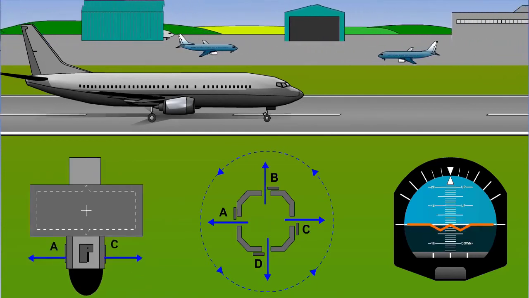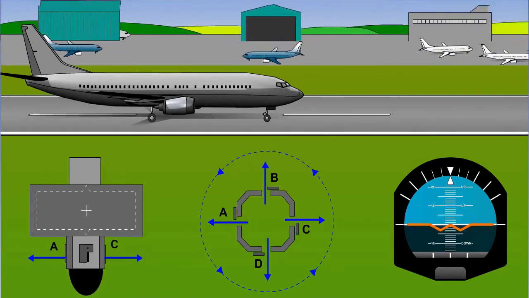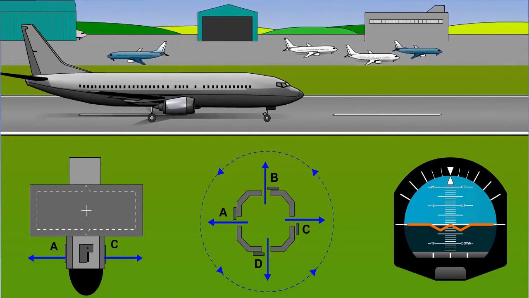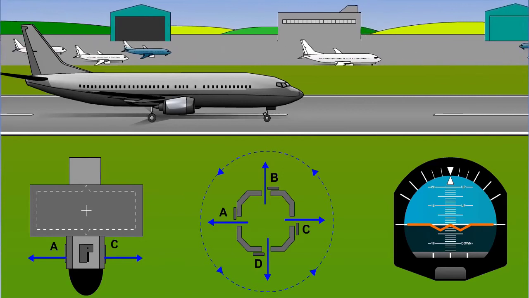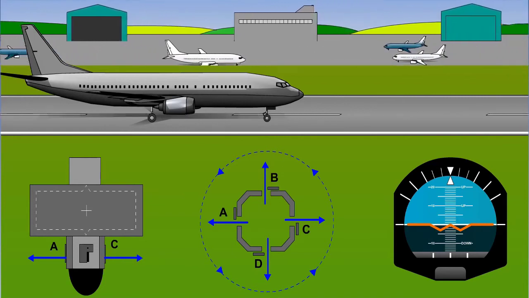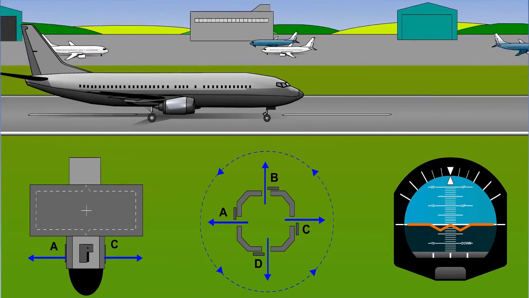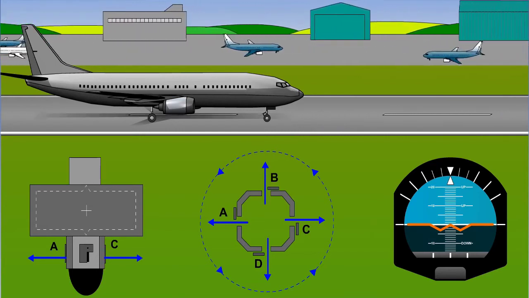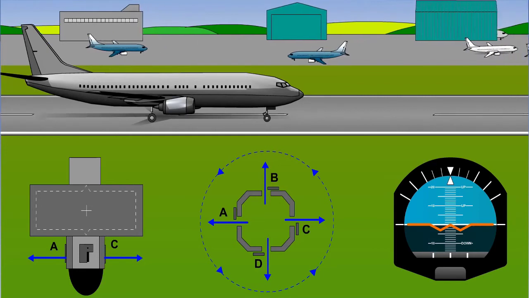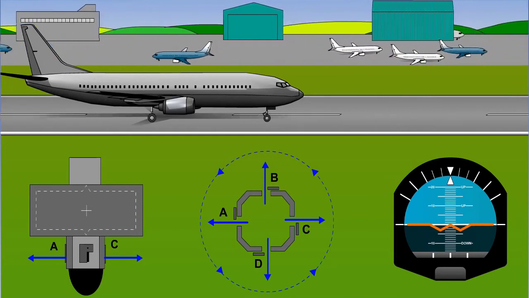Let's look now at the reason for the false right-wing low indication. The false right-wing low results from the effect of inertia on the mass of the rotor housing, which, as we know, is designed to place the centre of gravity below the rotor assembly pivot point on the inner gimbal. In other words, it is bottom-heavy.